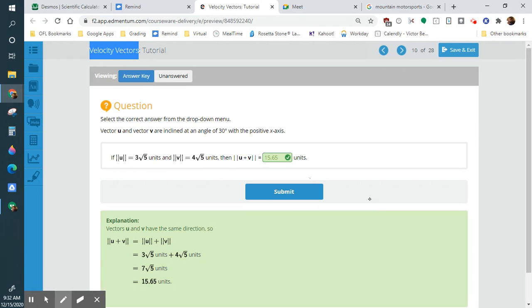The reason why we just add them together is because if it's only 30 degrees, there's not really an opposite thing happening here. And it's saying from the positive x-axis. So that means that you would be able to add this and this. So that's why this video ended really weird last time. So let's move on to the next one.